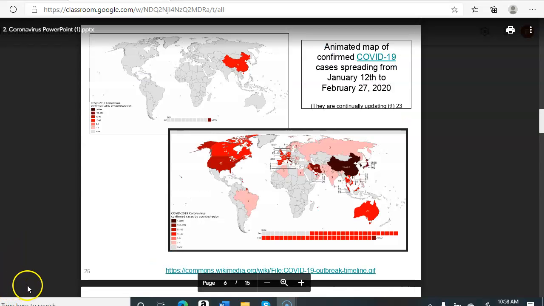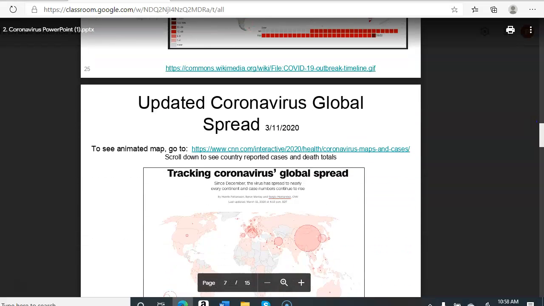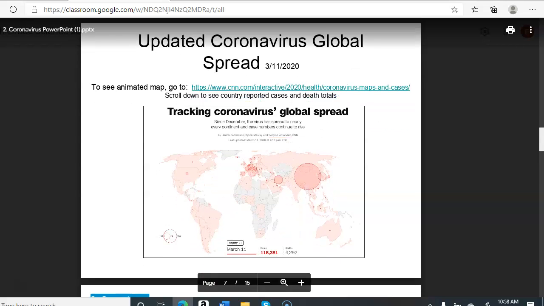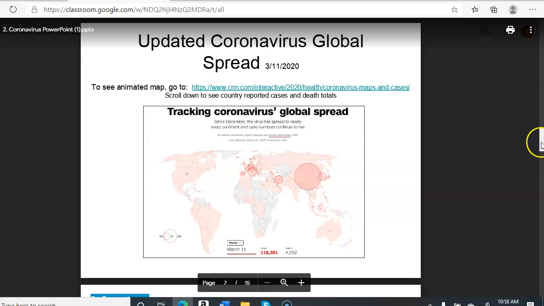Here's an animated map of confirmed COVID-19 cases spreading from January 12th to February 27th. As you can see here, this was the epicenter, China, and you can see how it has moved across a good deal of the world at that point. Here's an updated coronavirus global spread. If you look at that carefully, that's again where it started, and it's beginning to spread out at that point. Hadn't really touched the United States in a big way at that point.